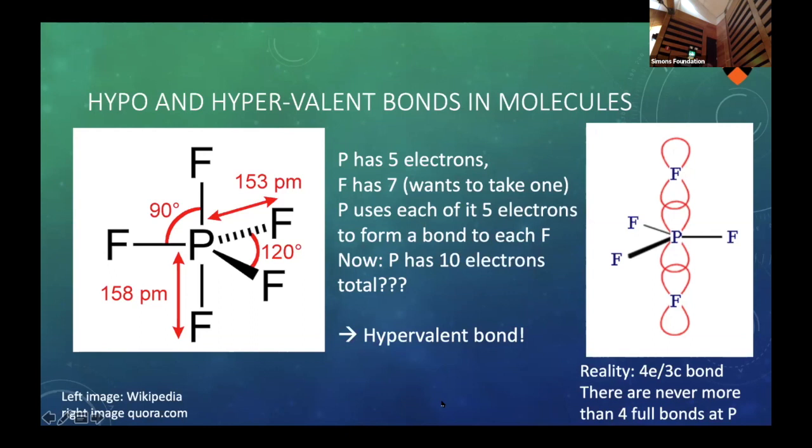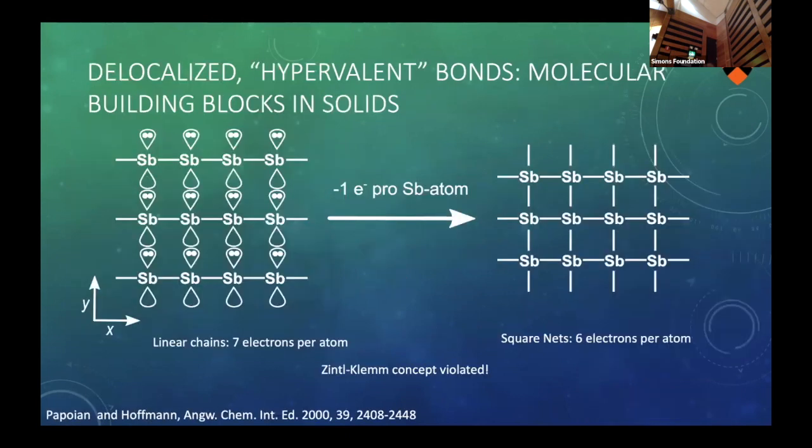So the big question is, can we have these bonds not only in molecules, can we have them in extended solids? And actually, Roald Hoffmann already found out in 2000 that we can have these bonds in solids, because he found materials where you have antimony chains with 7 electrons per atom, or antimony square nets with 6 electrons per atom. And he classified these compounds as hypervalent. So let me explain to you why they're hypervalent.